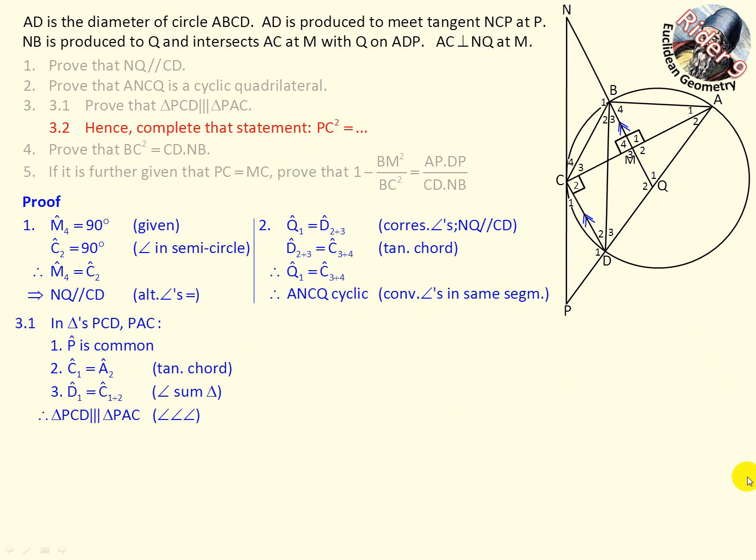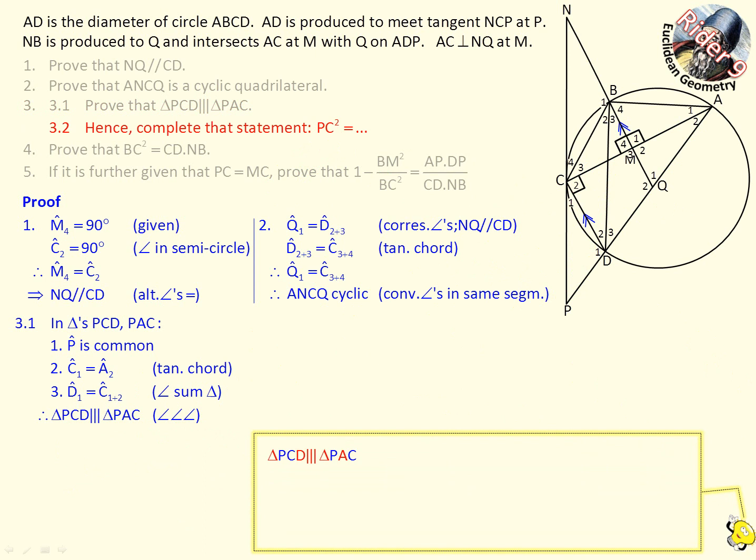So I look at this and I say, well, I need PC, PC. So in my thought process, I say, have a look, PC, PC. This will give us our PC squared. So therefore, I have to write PC over something equals something over PC. So I need PC from this triangle, and then underneath, I need PC from the other triangle.